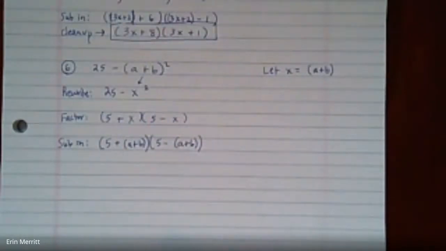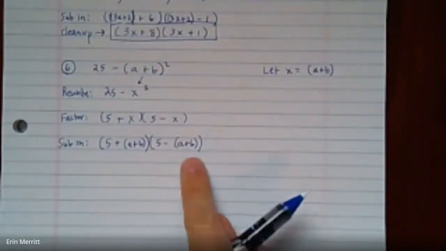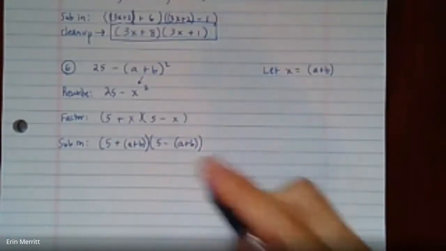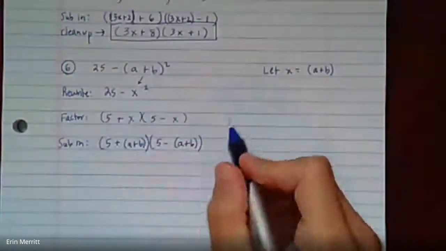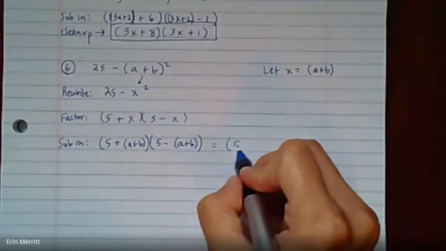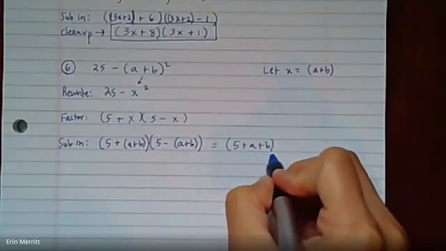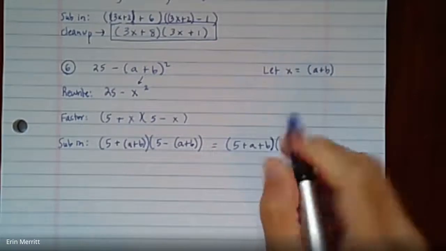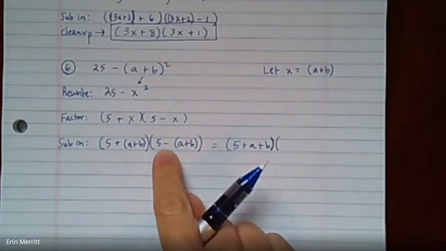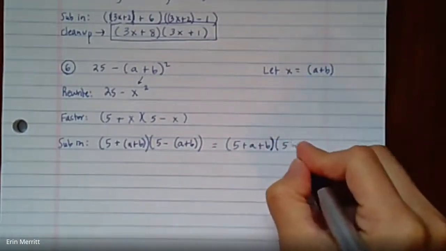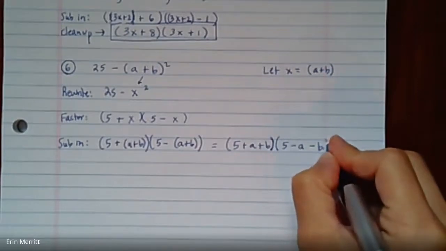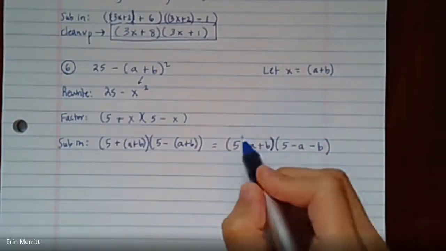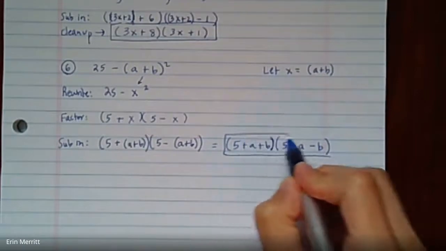Now you technically could leave it like this. Again, it's a little clunky, but the final answer might be a little clunky regardless, right? So if you want to lose the parentheses, then it would be 5 plus a plus b. In the second parenthesis, though, you would have to actually distribute that negative. So it'd be 5 minus a and then minus b. Ooh, a little tricky.